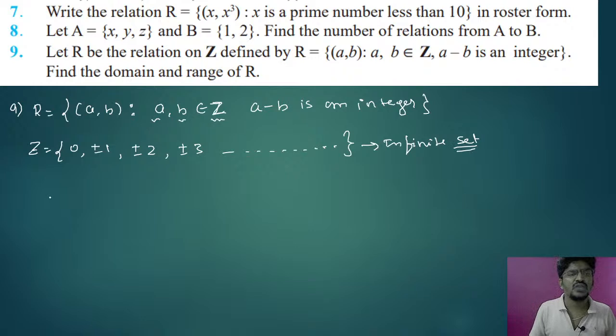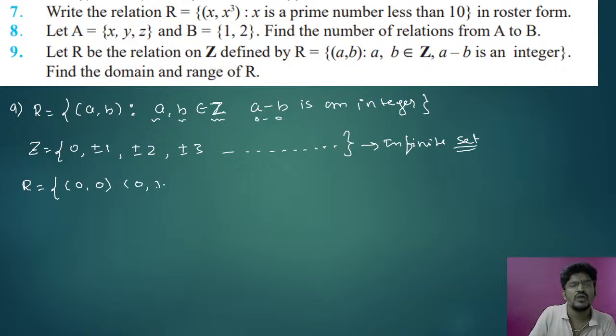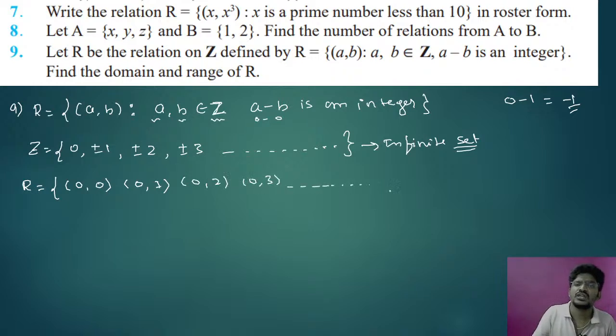Okay. So here, if I go on writing R, that is (a, b), for example, I will start with 0. I can write (0, 0) because 0 minus 0 is 0, therefore it is an integer. I can write (0, 1) because 0 minus 1 is minus 1, again an integer. I can write (0, 2). I can write (0, 3). Like this, it goes on and never stops, because 0 minus 3 is again minus 3.